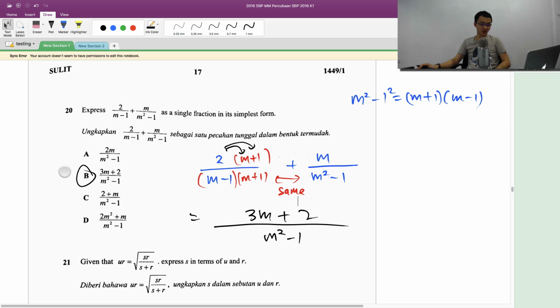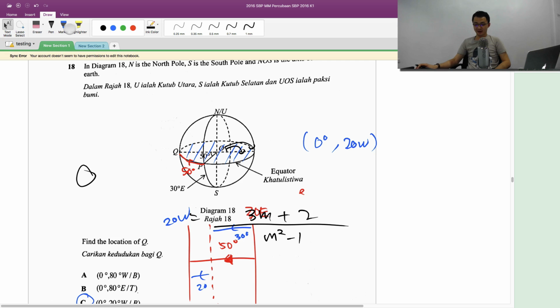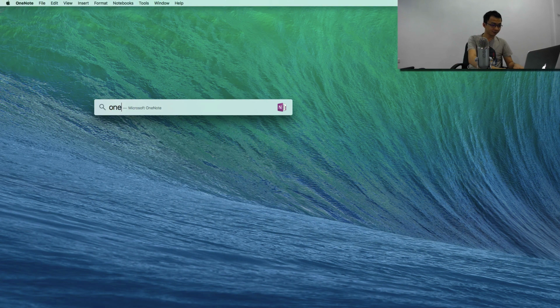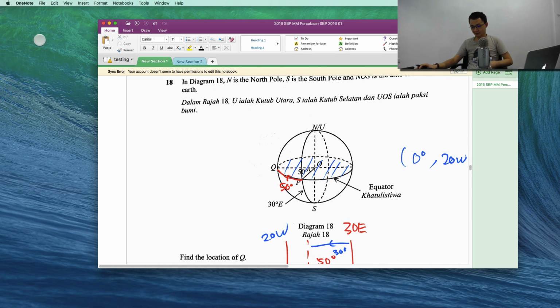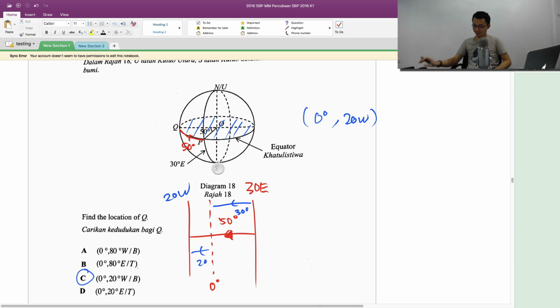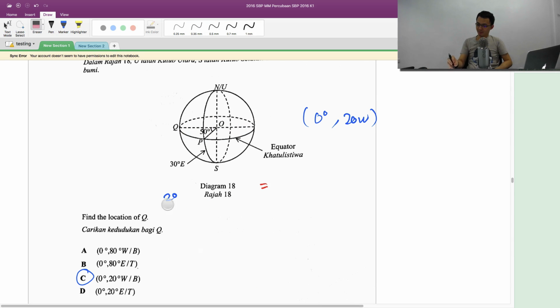Okay, so question 18, can you explain again? Sure, definitely. Let me just explain question 18 again. Okay, so for question 18, you have to understand something. I guess the zero part, all of you should be able to understand the zero part. Because it's on the equator, latitude is 0. This one is very common.